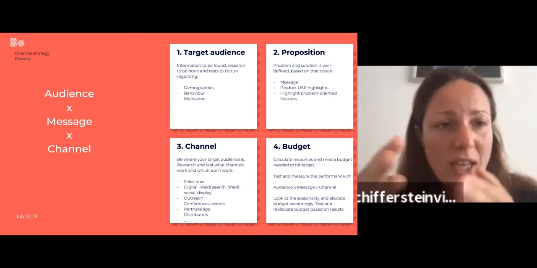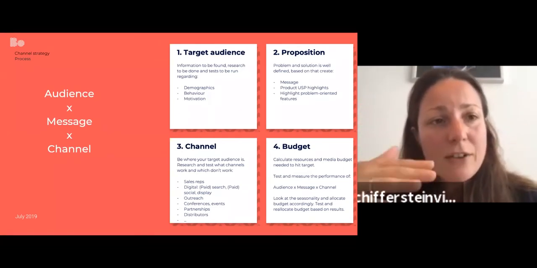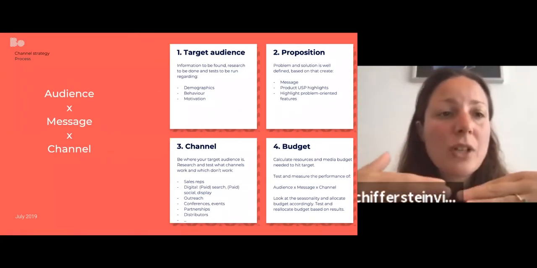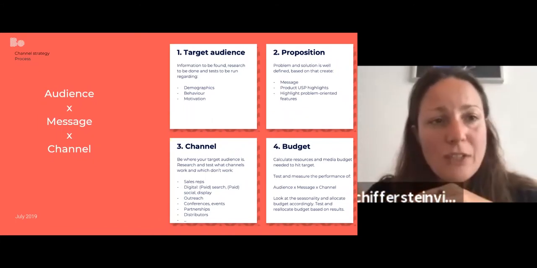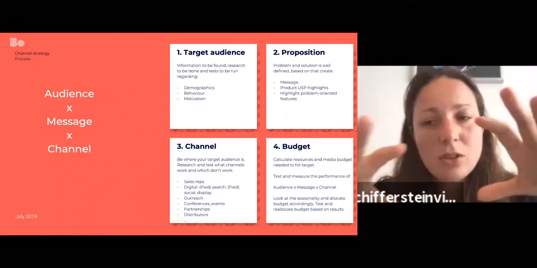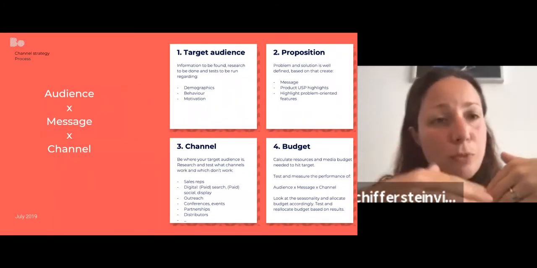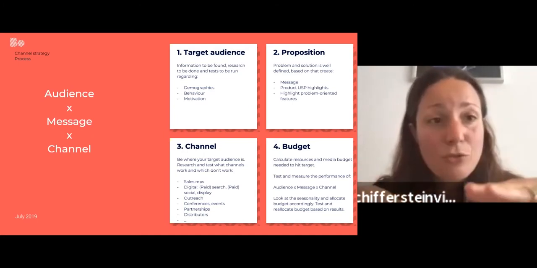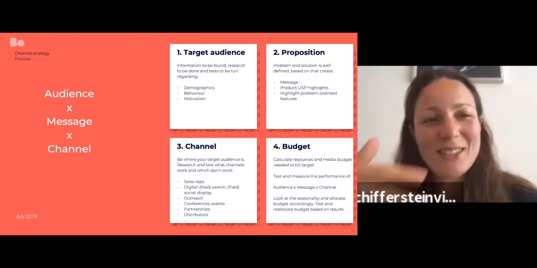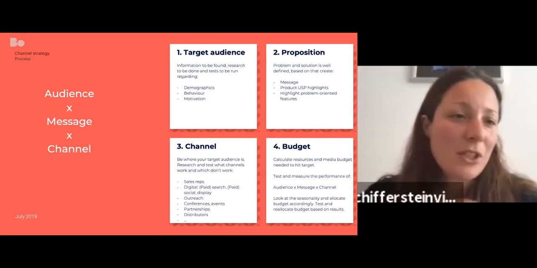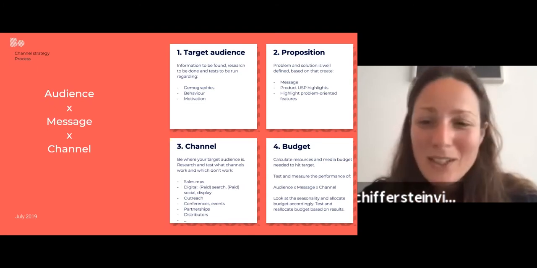And that's all the channels you need to take into consideration, and figure out how much effort you put against what channel, and that's where budget really comes in. So that's the last piece: really calculating what resources and what media budget you need for each channel to get the right mix. And then you start, and you test, and you measure, and then you optimize it again, because the first channel strategy is never the right one.